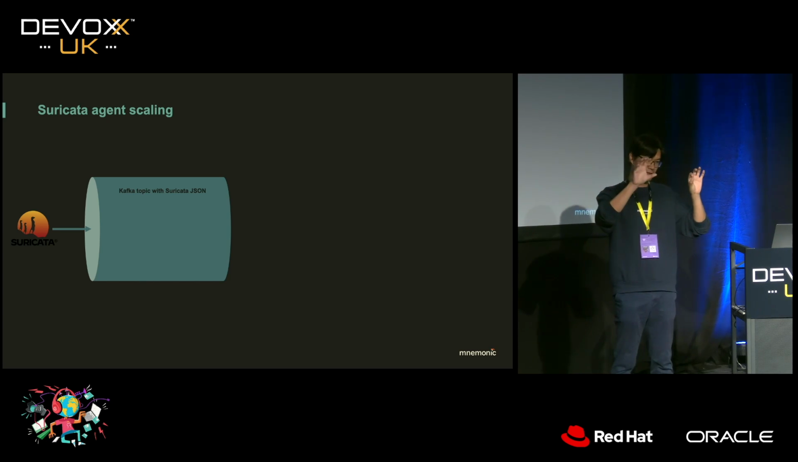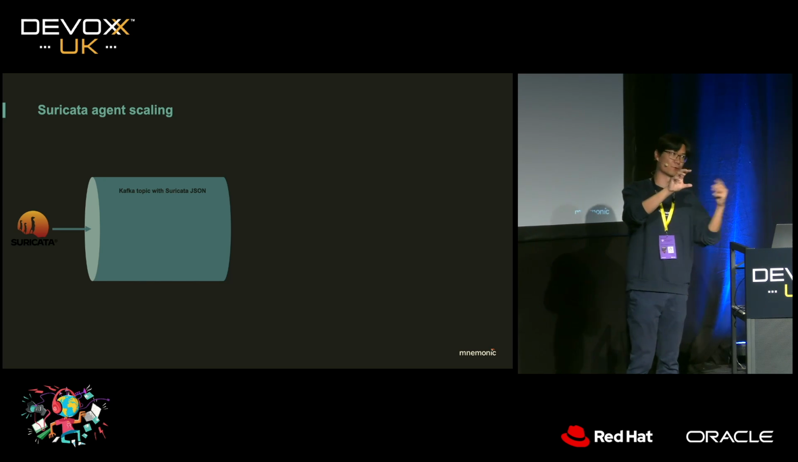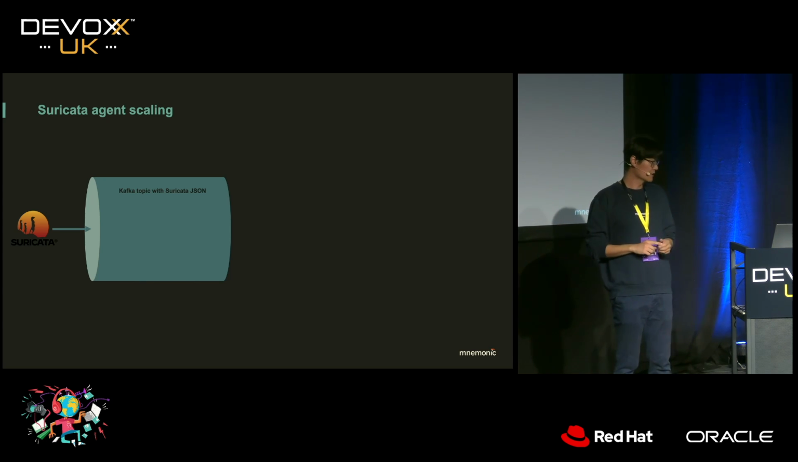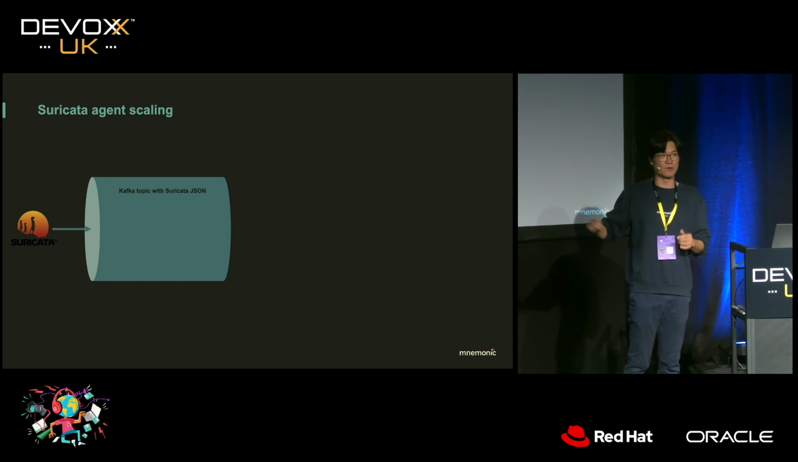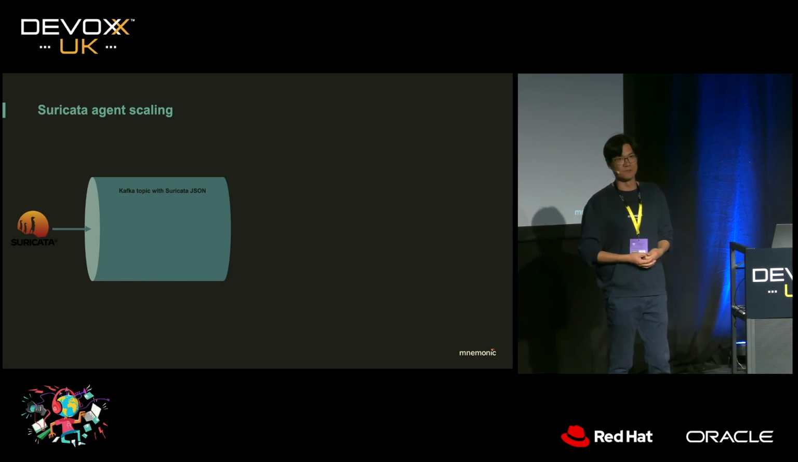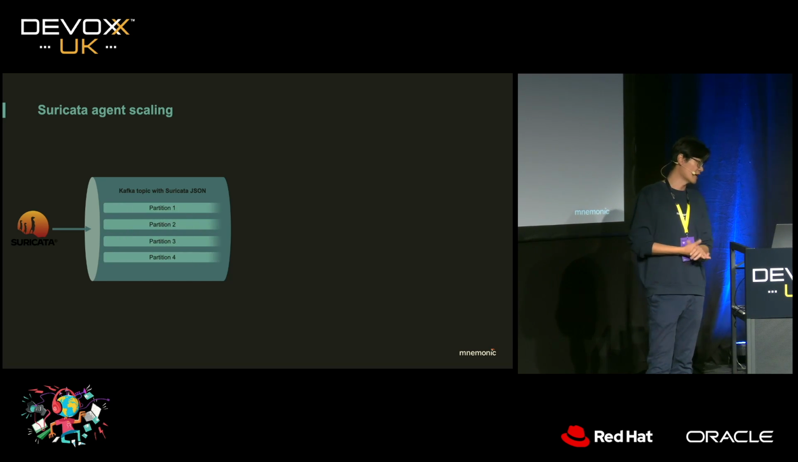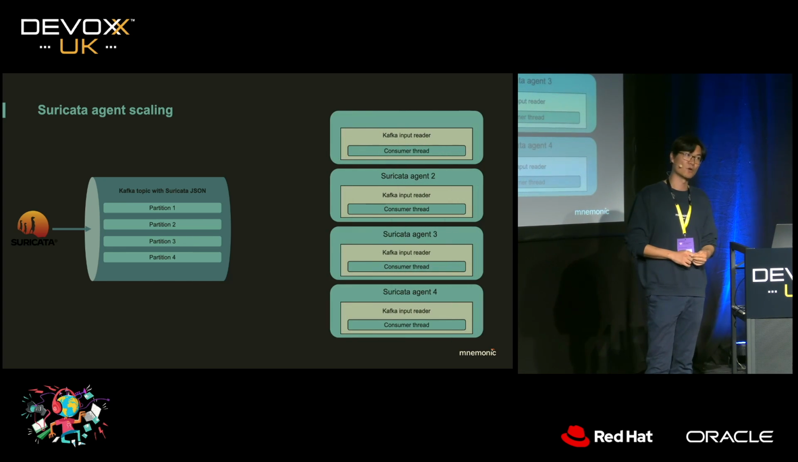and any component may face a bottleneck when it comes to higher throughput. So in this case, for example, this one is about the agent. If Suricata is generating a lot of events, an increasing amount of events over time, we use Kafka as a middleware. As you may know, Kafka is able to partition the data into different partitions. And then depending on the number of partitions, we have multiple consumers.